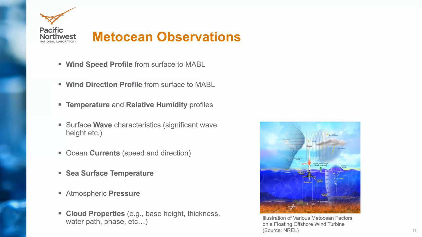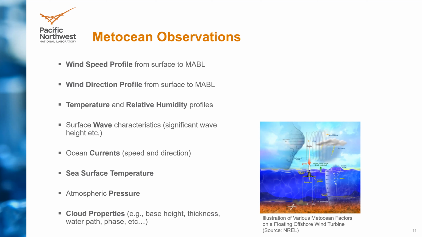Then you have the wind direction profile from the surface to the marine boundary layer height, and the temperature and relative humidity profile. These are key for understanding the stability of a given atmosphere. The surface wave characteristics, which Gabriel is going to talk about a little bit more, such as significant wave height and how they influence the atmosphere. The ocean currents underneath tell us a lot about upwelling information, and salinity information on the freshwater intake, and that is important for understanding how they interact.